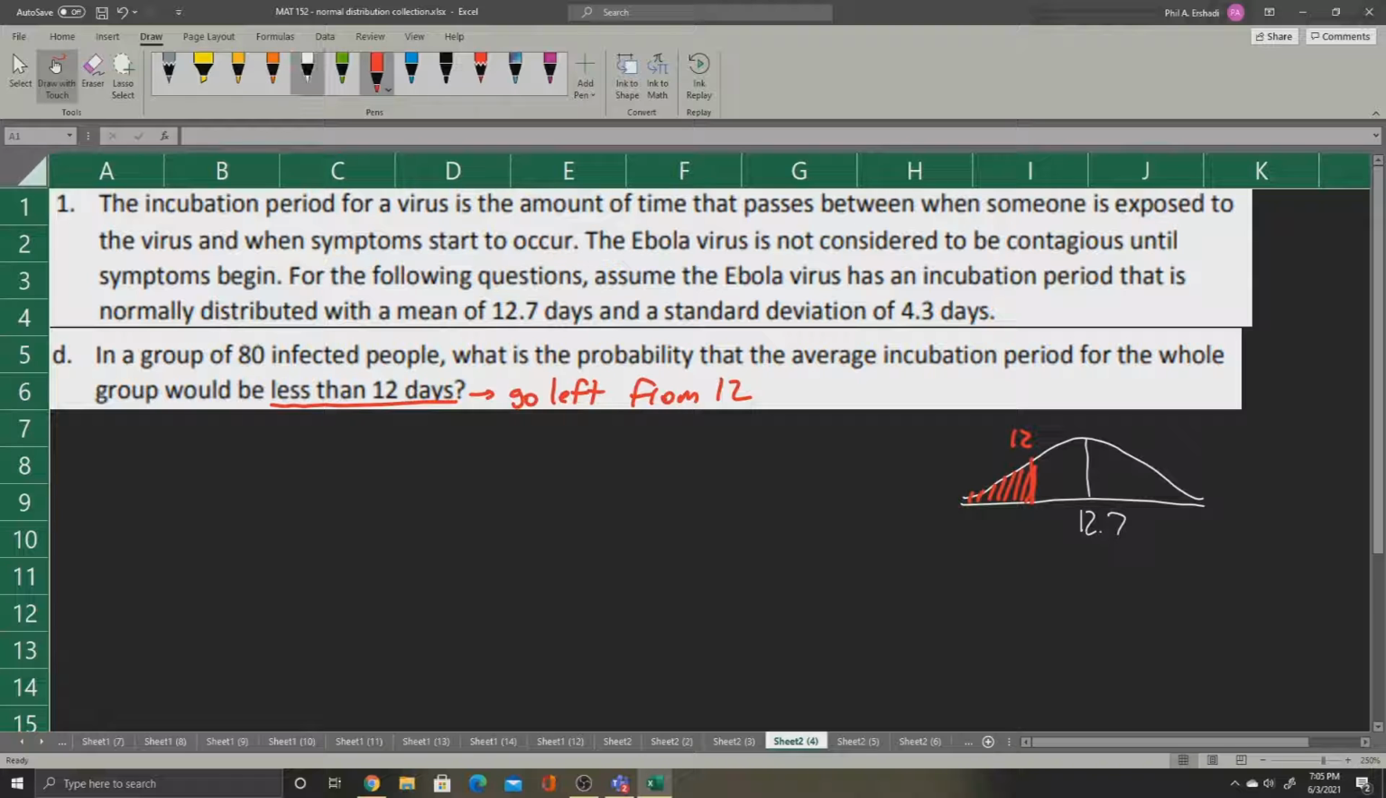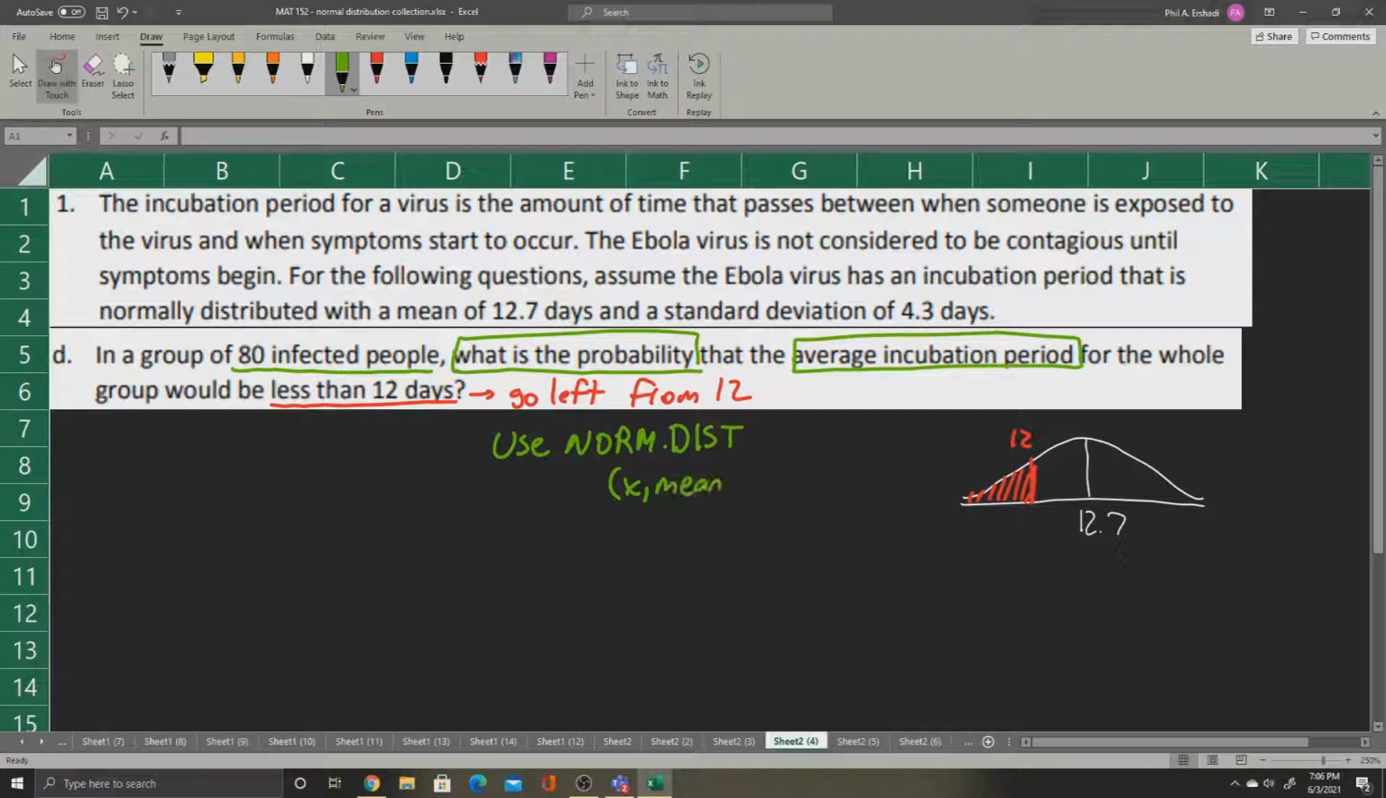Now, once again, we are being asked to find probability because the question says, what is the probability? So once again, we are going to use norm.dist. We're also given that we're looking at a group of people and we're looking for the average incubation period for those people. Because we're looking for an average incubation period, we'll use x, comma, mean, comma, standard deviation over square root n, comma, true.